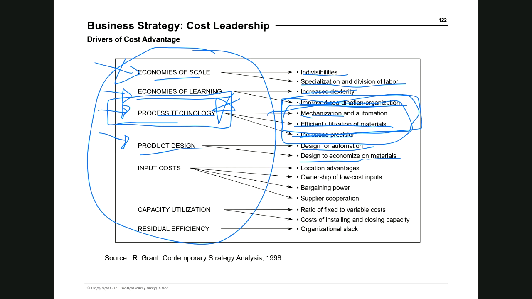Okay, and there must be a reduction of the input cost: location advantage, ownership of low-cost input, bargaining power, and supplier cooperation. Why are many electronic gadgets now produced in the Shenzhen area? Why Shenzhen? Why are a lot of electronics produced in the Shenzhen area, not in Wenzhou? Why Shenzhen?